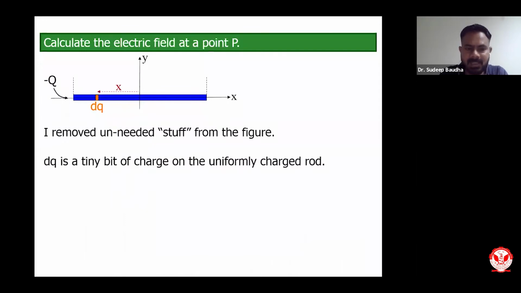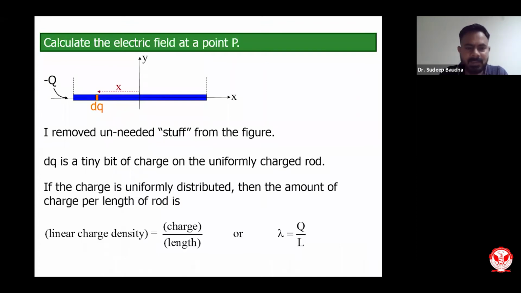So dq is a tiny bit of charge on the uniformly charged rod, as we have already discussed. If the charge is uniformly distributed, then the amount of charge per length of the rod will be charge upon length. This is also known as linear charge density. I denote this by lambda. So lambda equals Q upon L, where Q is the charge and L is the length. In this case, Q is minus Q, and lambda is the linear charge density, or we simply call it the charge density of the rod.